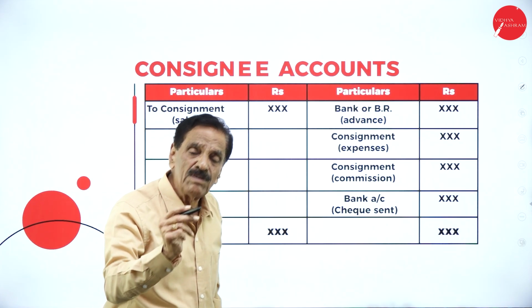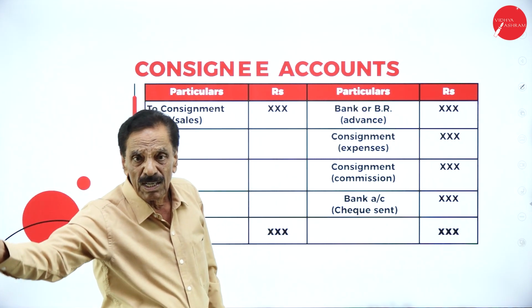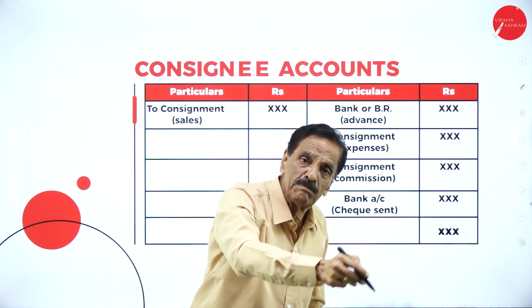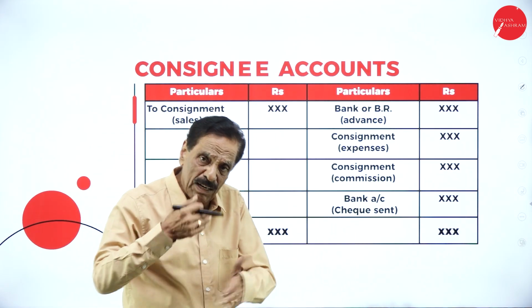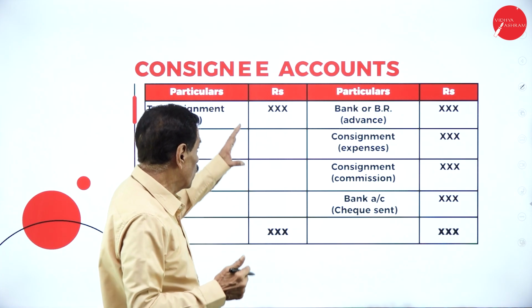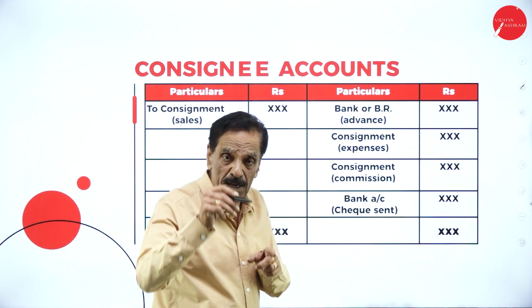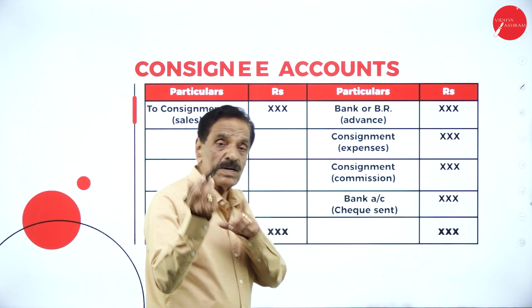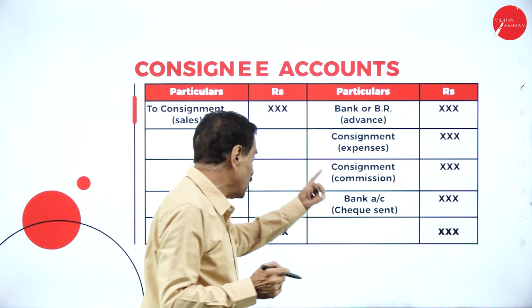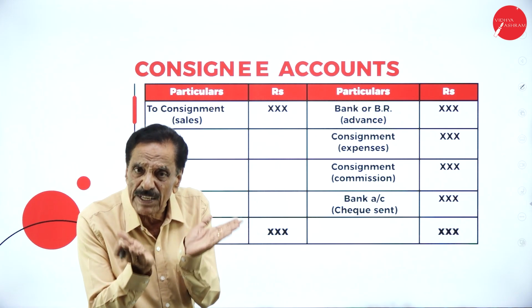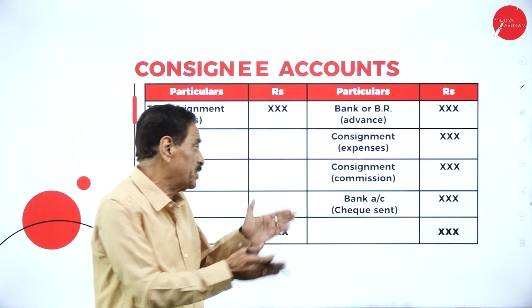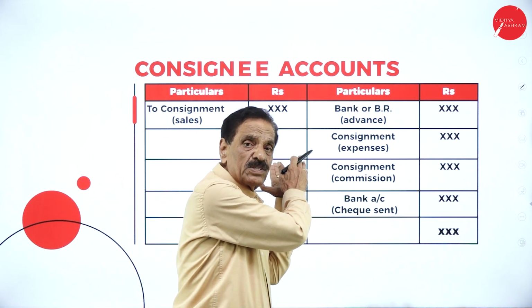This is the advance given by the consignee to the consignor before the consignment starts. Now he has to recover the advances out of the sale, and he will deduct whatever expenses are met by him. Whatever commission is payable to him is also recovered from the sale. Whatever difference is left over, that amount will be sent by the consignee to the consignor.